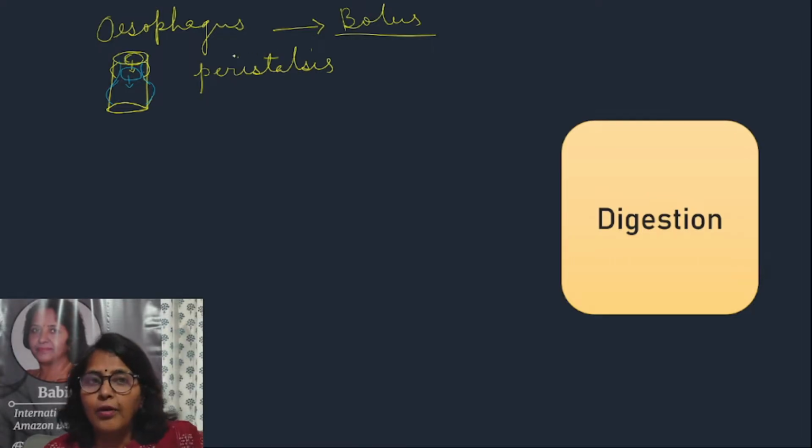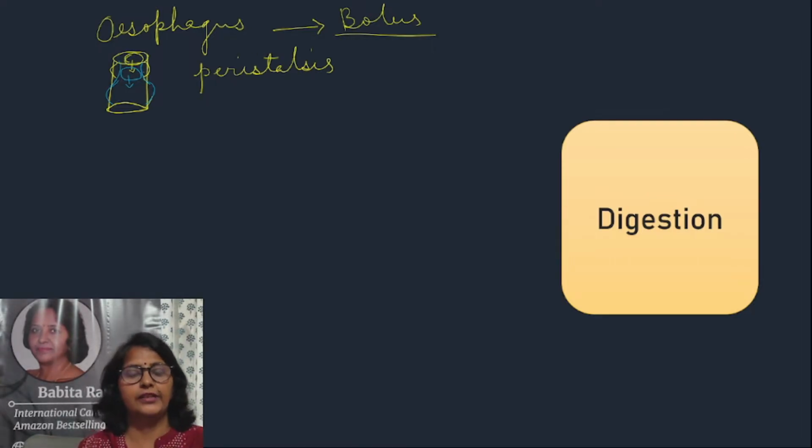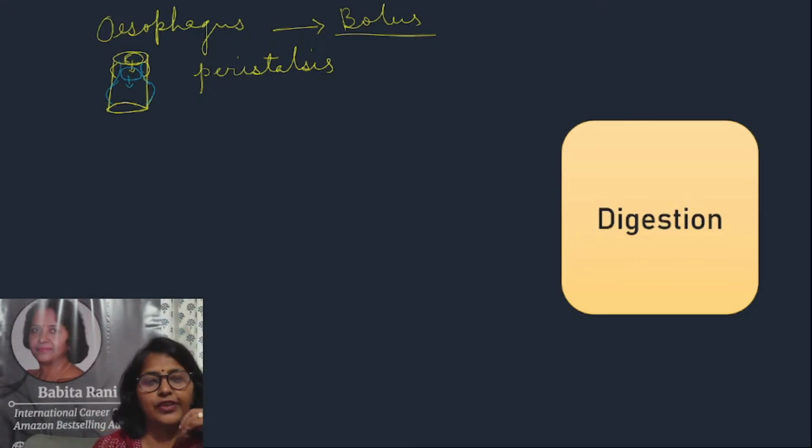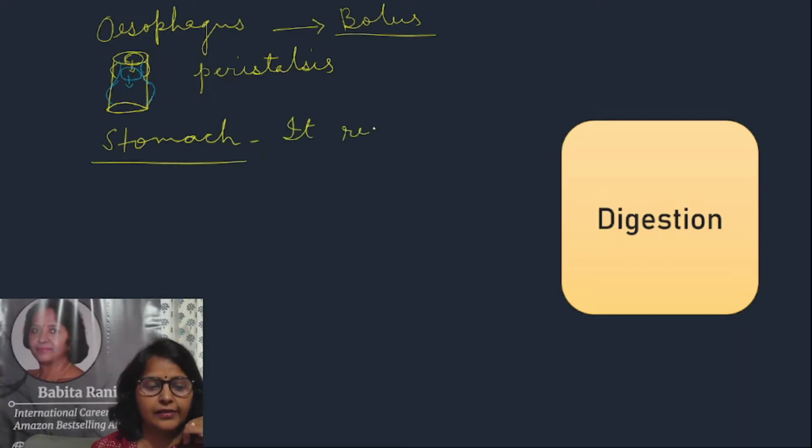The food that comes from the mouth is known as bolus. It comes in the form of a rounded structure, and it moves through the tube-like structure because of continuous contraction and relaxation of the esophagus, because it is a muscular structure, and the process is known as peristalsis. From the esophagus, the food moves to the stomach. It remains here for 2 to 3 hours.